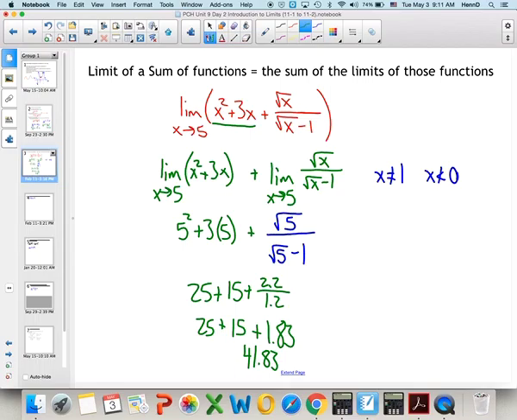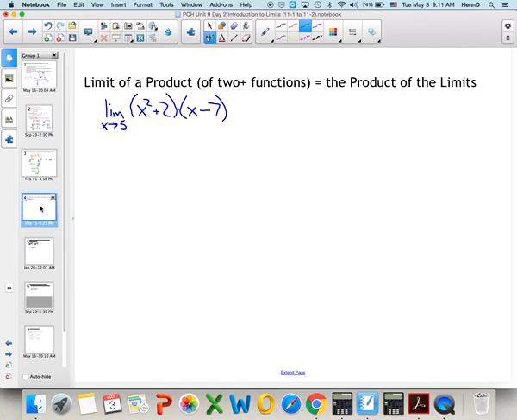Okay, that's another theorem here. The limit of a product is the product of the limits. Okay? This is one that can definitely save you some work. We know that if you multiply this together, you would get one big polynomial function, right? But the fact is we actually don't have to FOIL here. We can evaluate this limit by taking the limit as x approaches 5 of x squared plus 2 times the limit as x approaches 5 of x minus 7.